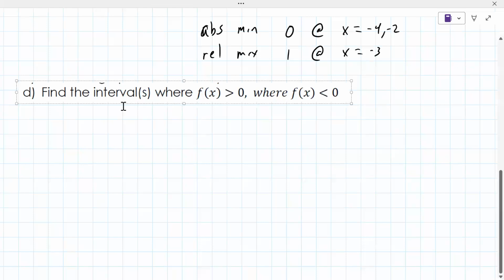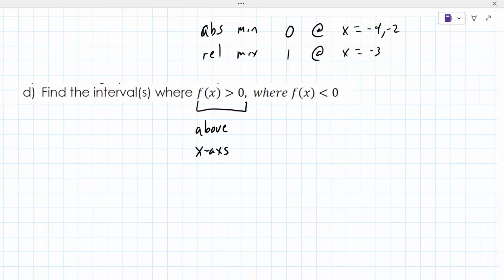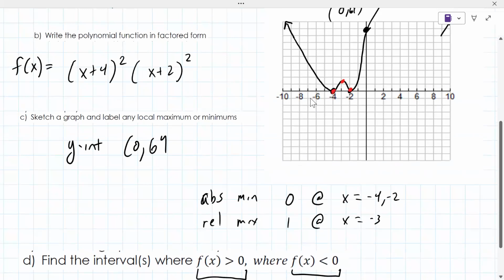So now to answer this question, the function is greater than zero when it's above the x-axis, and less than zero where it's below the x-axis. So you're basically just going back to your graph and deciding where is it above, where is it below. Notice it's never below, but you do exclude the place where it touches because that's exactly equal to zero.